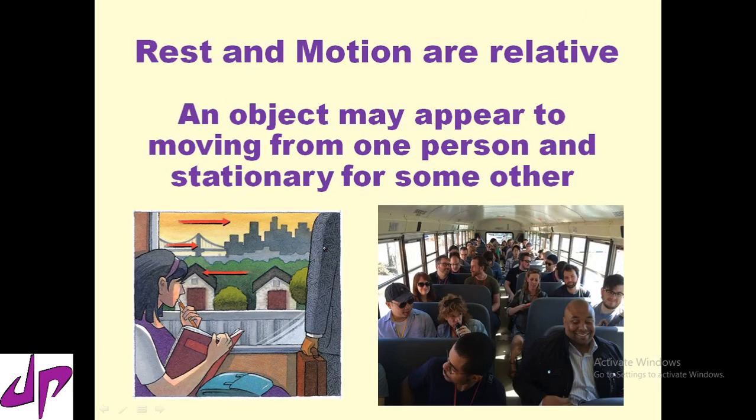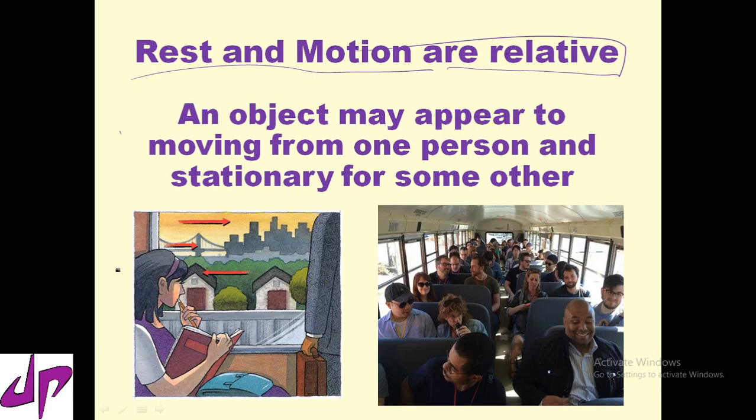In motion, a very important concept is that motion is relative. The rest and motion are relative terms. They both are relative terms. It means an object is at rest with respect to another object. An object may appear to be moving from one person and stationary for some other person.